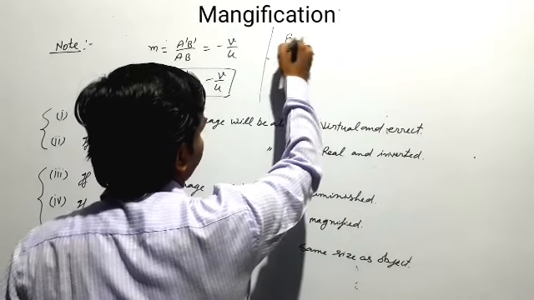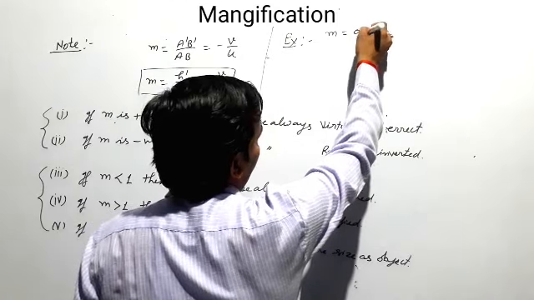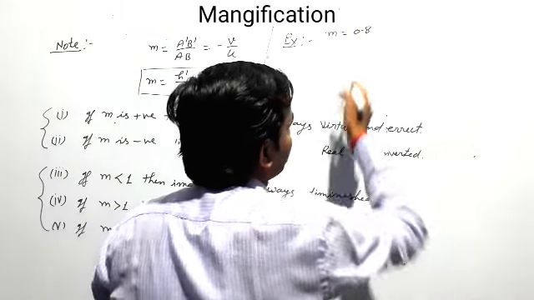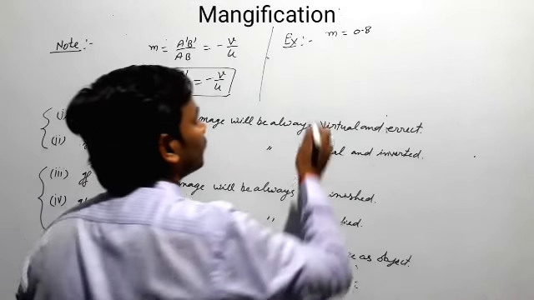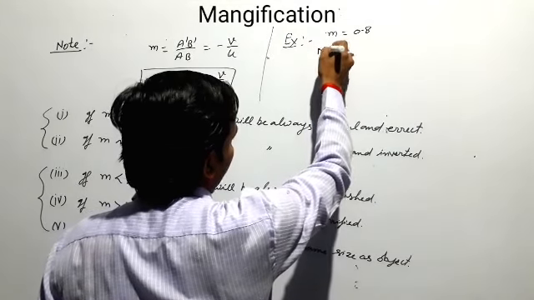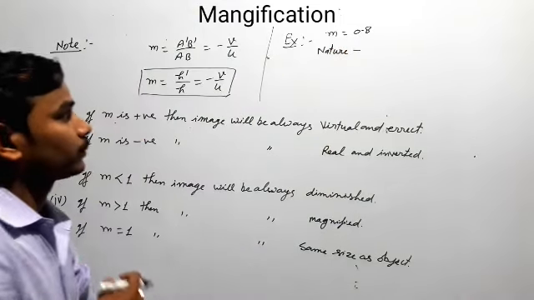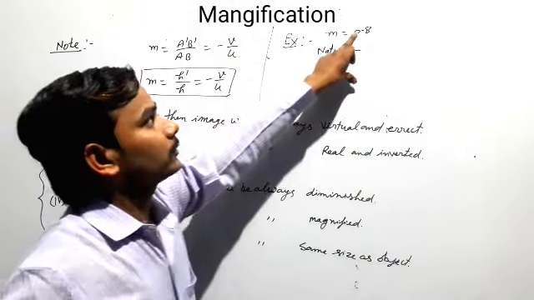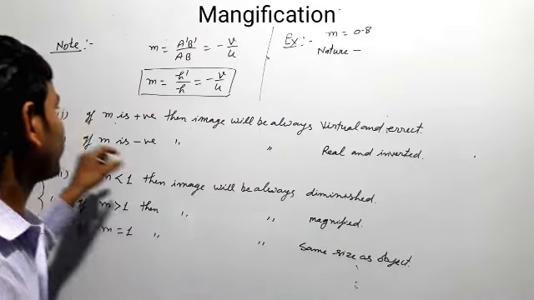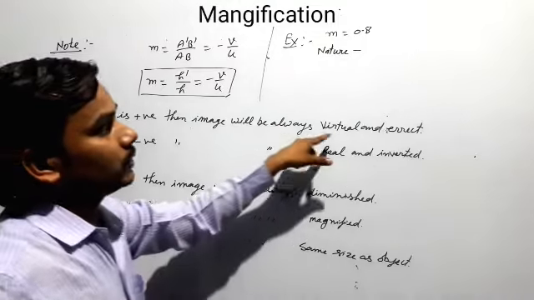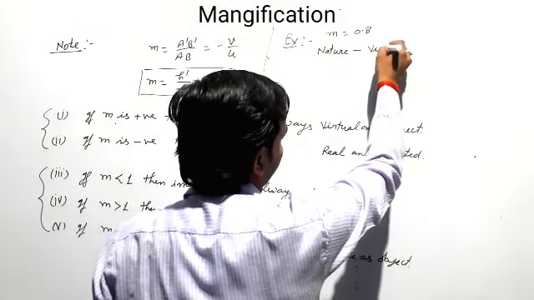Now we consider some examples. Suppose the value of magnification is 0.8. So with the help of this value, we can define the nature and size of the image. Now what is the nature of the image? The value of this is positive, so we can say that the image will always be virtual and erect. So the nature is virtual and erect.